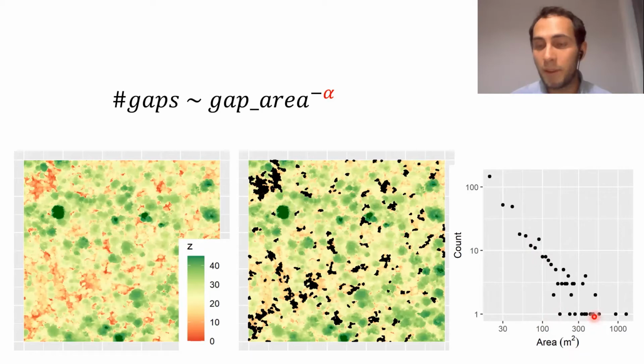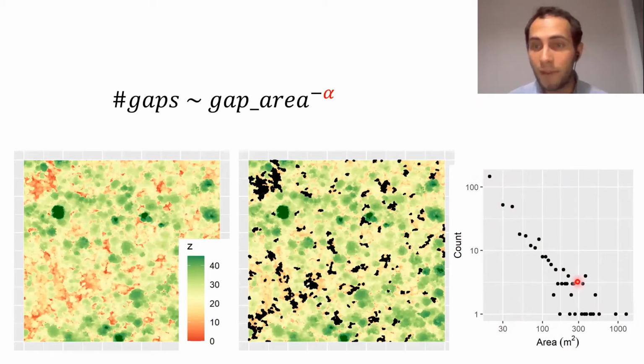area of these gaps in meters squared against the number of them. So this is our size frequency distribution. And what this is showing us is that there's a lot more small gaps than large gaps. So down here, there's only one gap which is around 1,000 meters squared, but there's 100 gaps of more like 30 meters squared. So you should note that this is on a log scale.